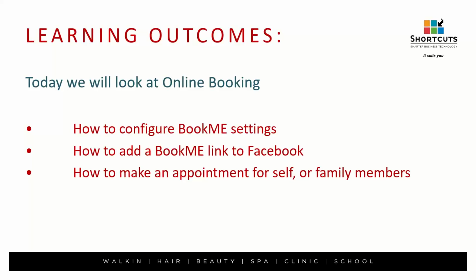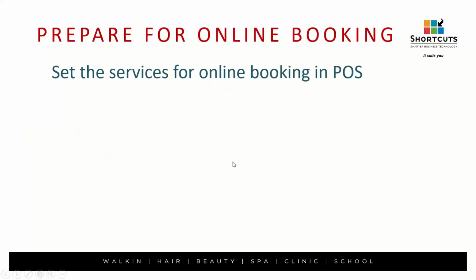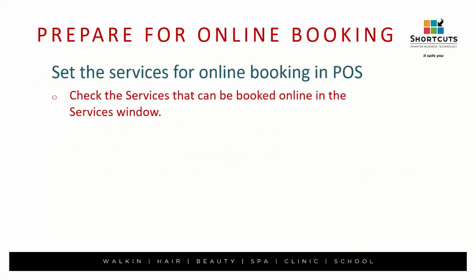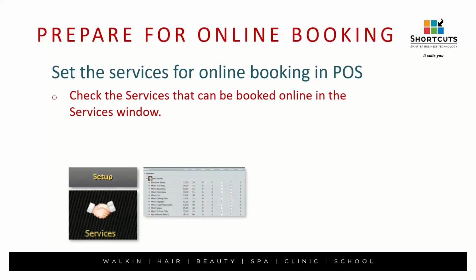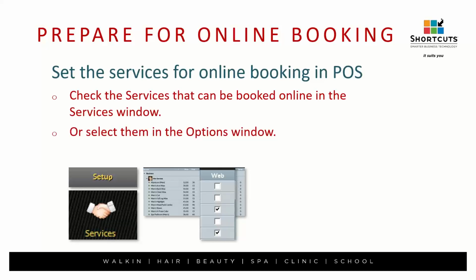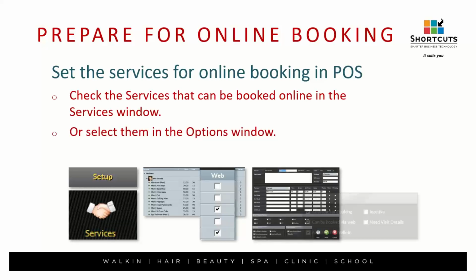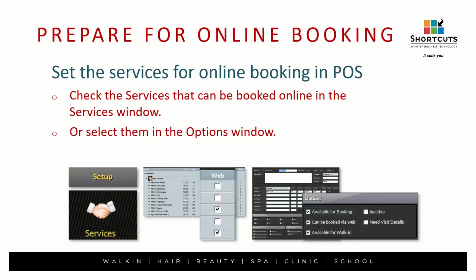First things first, what is online booking? How do you get your Shortcuts system ready for it in case you've never used it? Let's look at configuring the actual Shortcuts point of sale. There are 3 places that are constantly synchronizing in your Shortcuts Fusion, in your Shortcuts point of sale system. One of those is your service menu, and if you notice in the service menu, there's a web checkbox. If you click the checkbox, make sure it's on, then Shortcuts says this service is available for online booking.